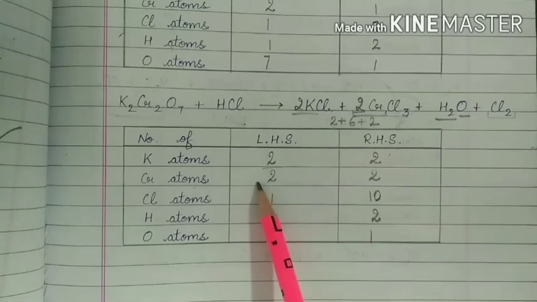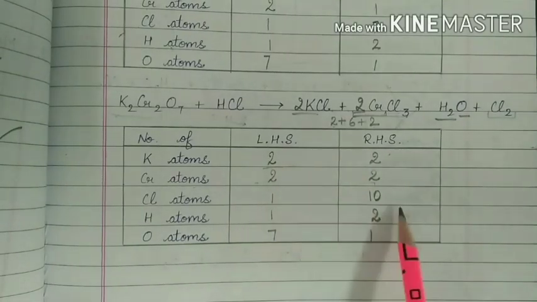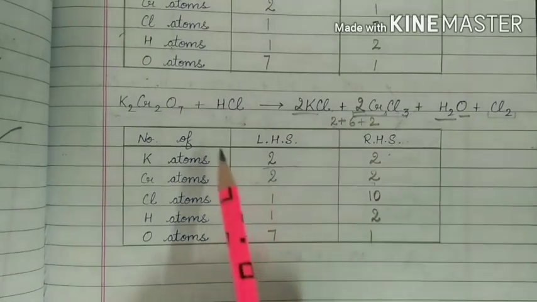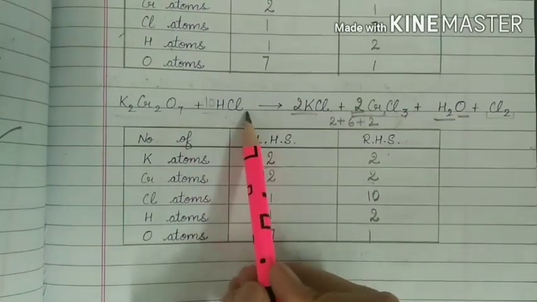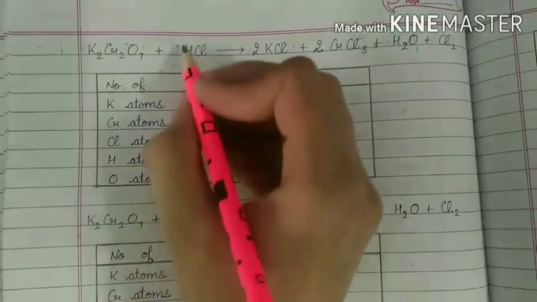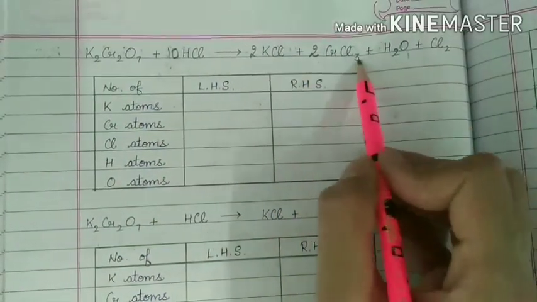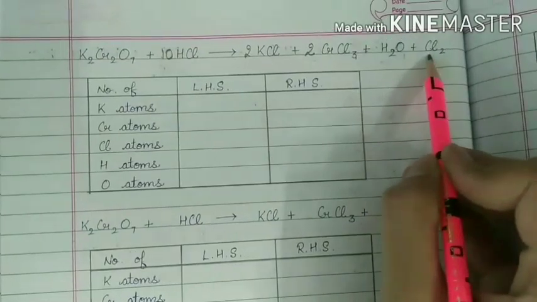Now potassium and chromium atoms are balanced on both the sides, but chlorine is still not balanced. So we can put 10 in front of HCl to make the chlorine atoms equal to 10. So the equation now becomes K2Cr2O7 plus 10 HCl gives 2 KCl plus 2 CrCl3 plus H2O plus Cl2.